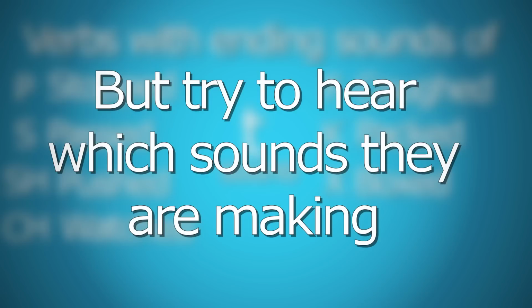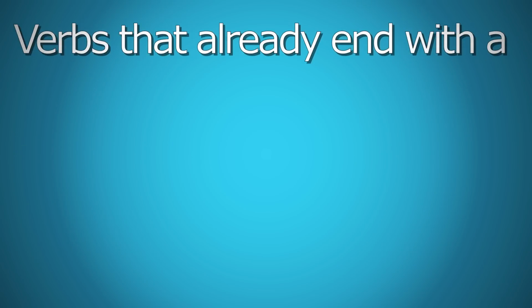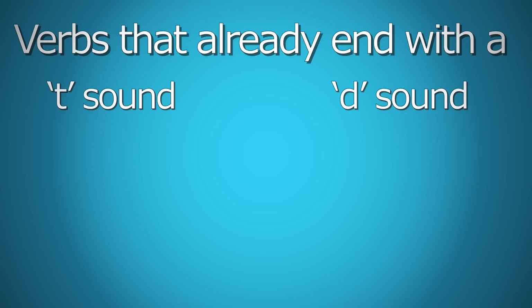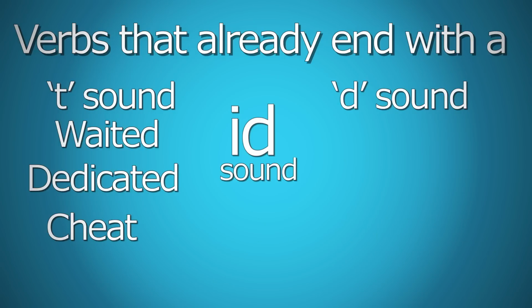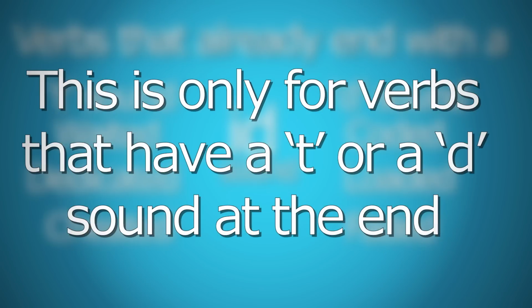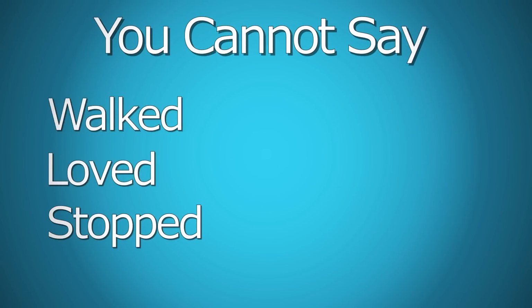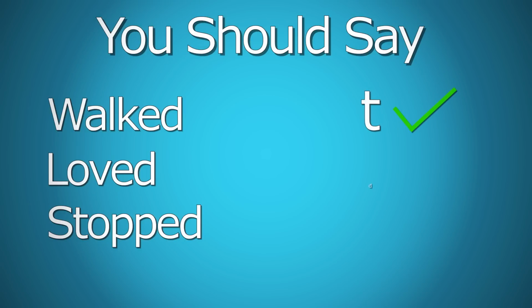Now, you don't need to remember all of these sounds, but just try and pay attention and hear which sound they are making. But one thing you should remember is that when a verb ends in a T or a D sound already, it has an extra id sound. For example, the way wait becomes waited, or dedicate becomes dedicated, cheat becomes cheated, code becomes coded, load becomes loaded, and fade becomes faded. But remember, this is only for verbs that have a T or D sound at the end already. You cannot say walked, loved, or stopped. Those should be pronounced walked, loved, stopped.